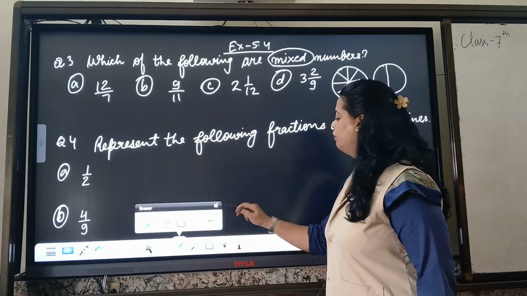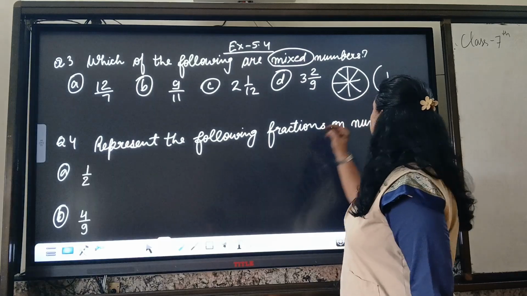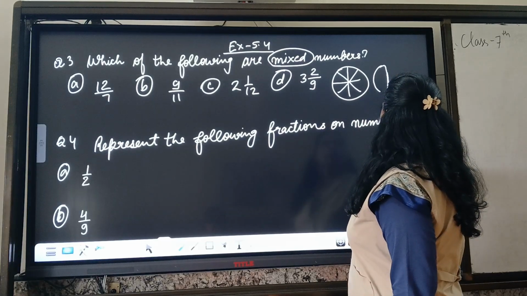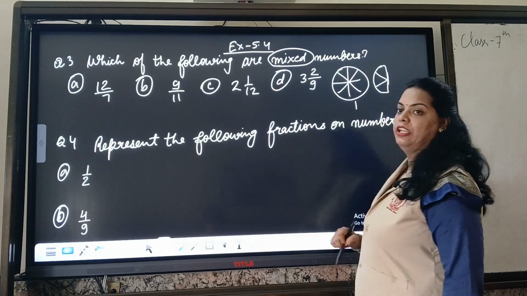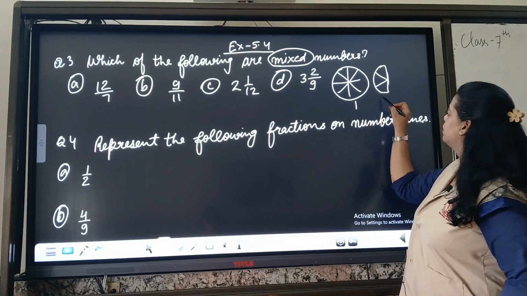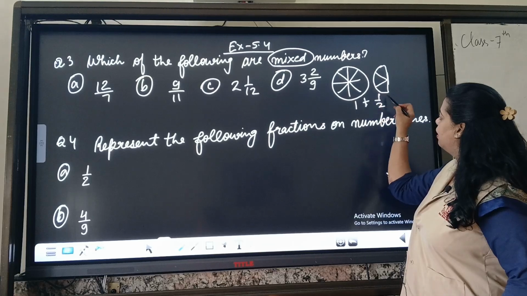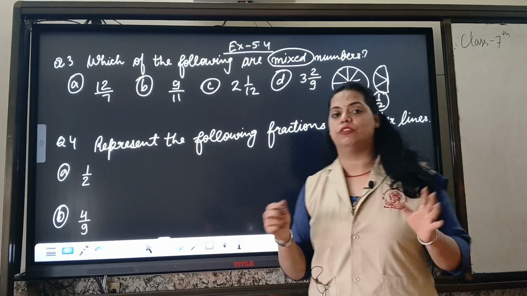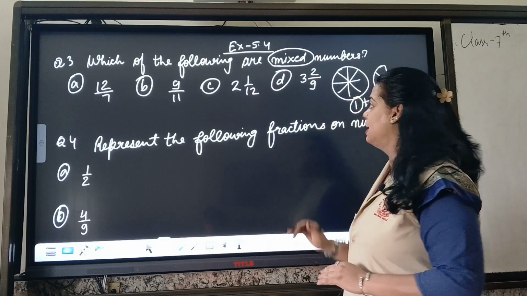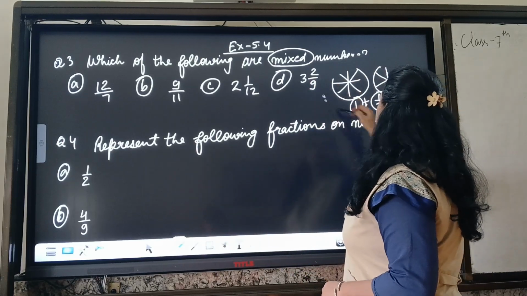So how will it look? This one is the complete and this one is the half of the pizza, so I will write it is the half. So one whole and the other is a fraction. So if the number is available in the whole and the fraction form, this is known as a mixed fraction. So which of the following look like a mixed fraction?